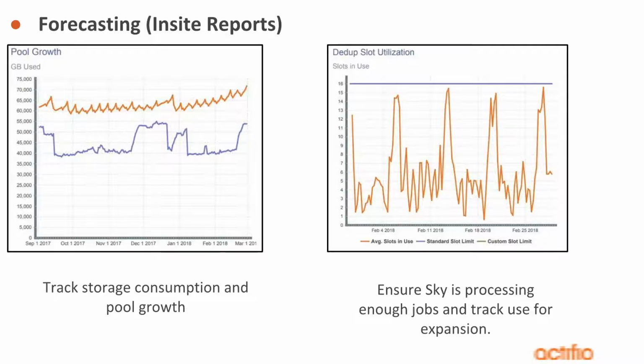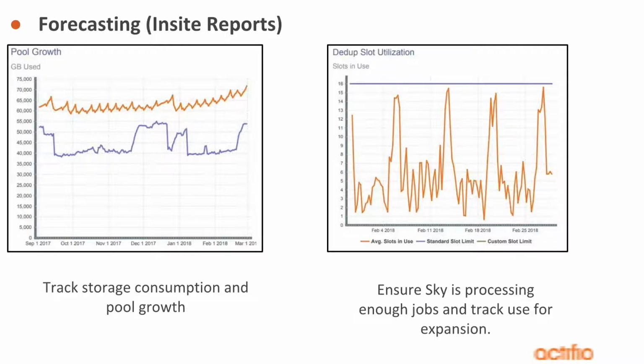Maybe you have two Skies. One's doing 90% of the work, the other one's doing 10. Maybe you don't need any storage. We can just migrate some apps and kind of balance them out. Another way we can check that is we'll take a look at the picture on the right here. Ensure Sky is processing enough jobs and track you for expansion.